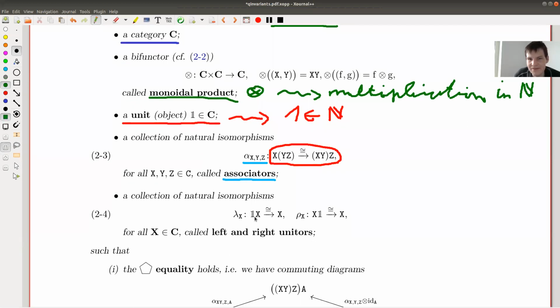And the same for the unit object. The unit object is only a unit up to isomorphism. And even worse, it's only a unit up to isomorphism from the left, my lambda, and from the right, my rho, with two different isomorphisms. So for each x, you have an isomorphism that removes the one from the left, and another one that removes the one from the right, and they're called unitors. Well, left and right.